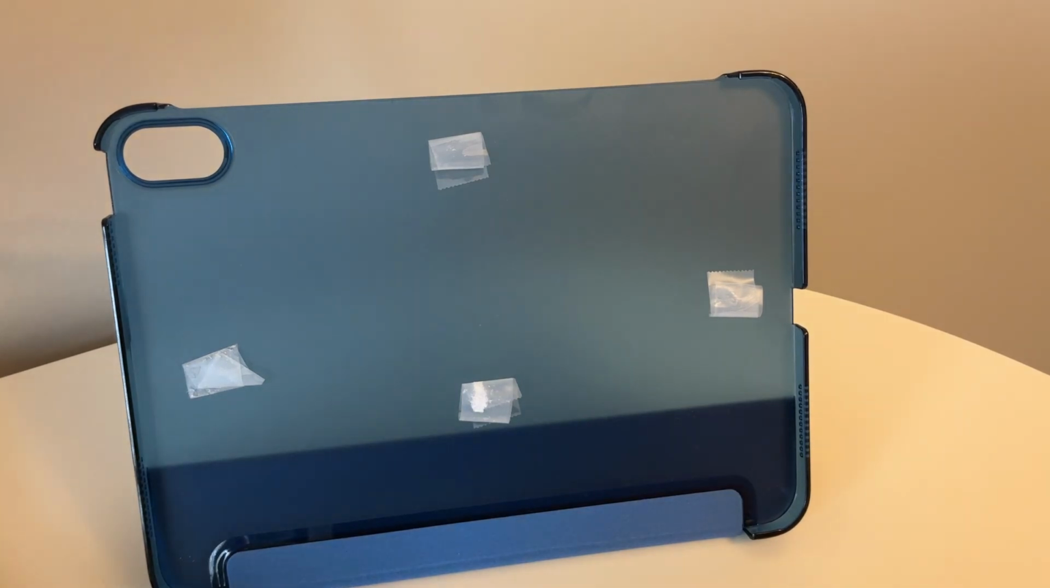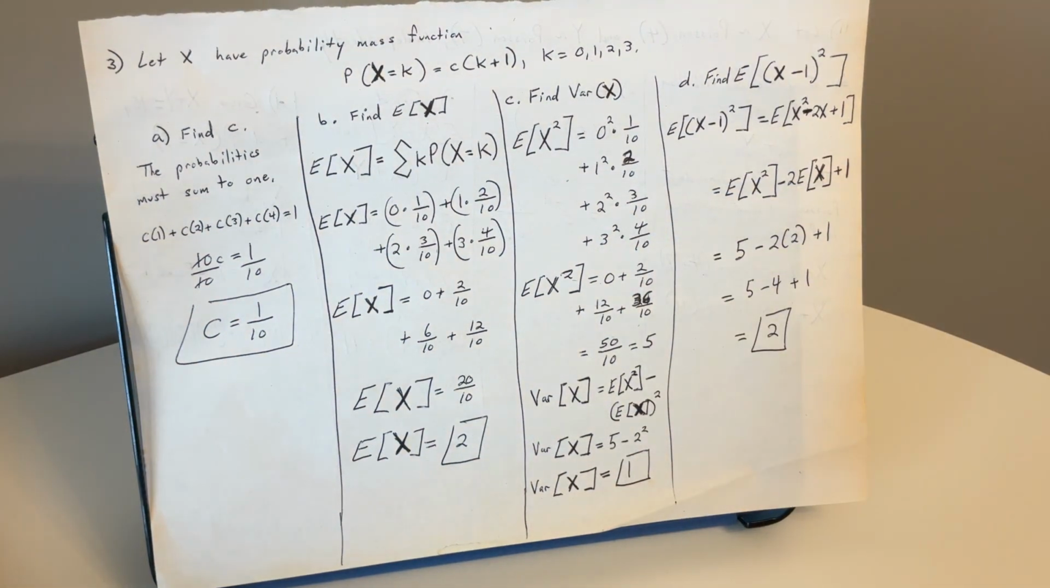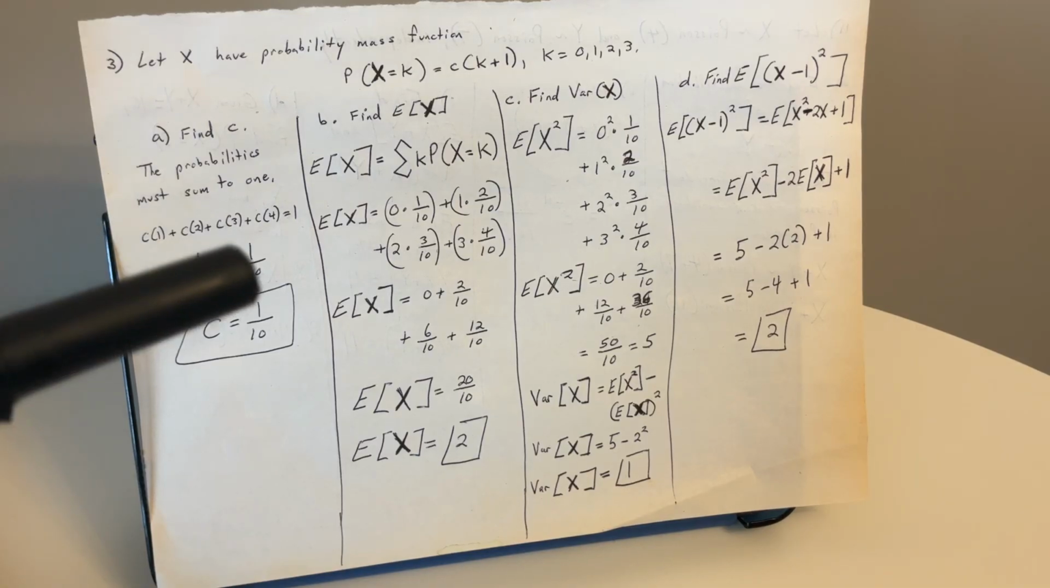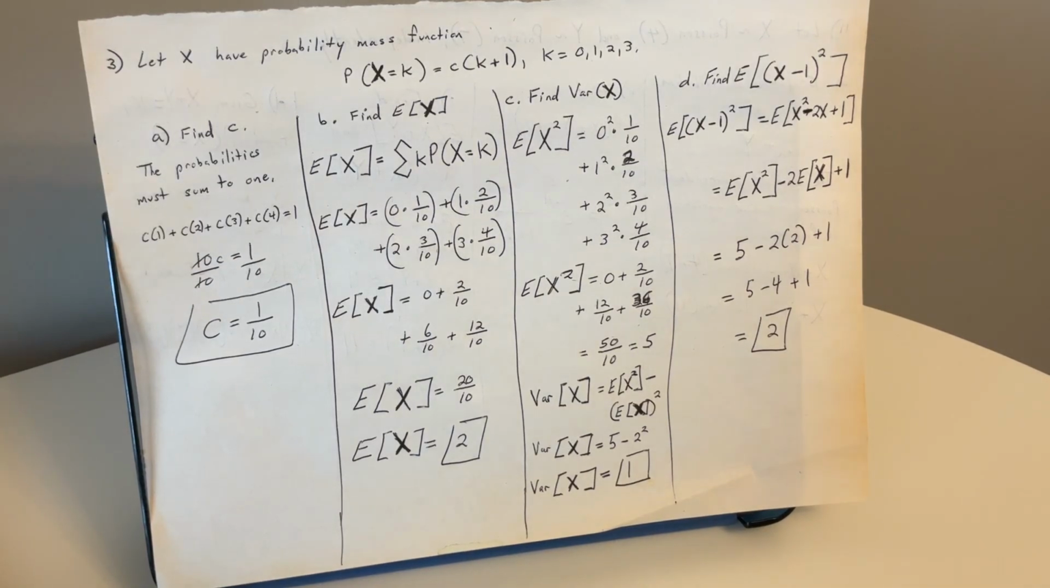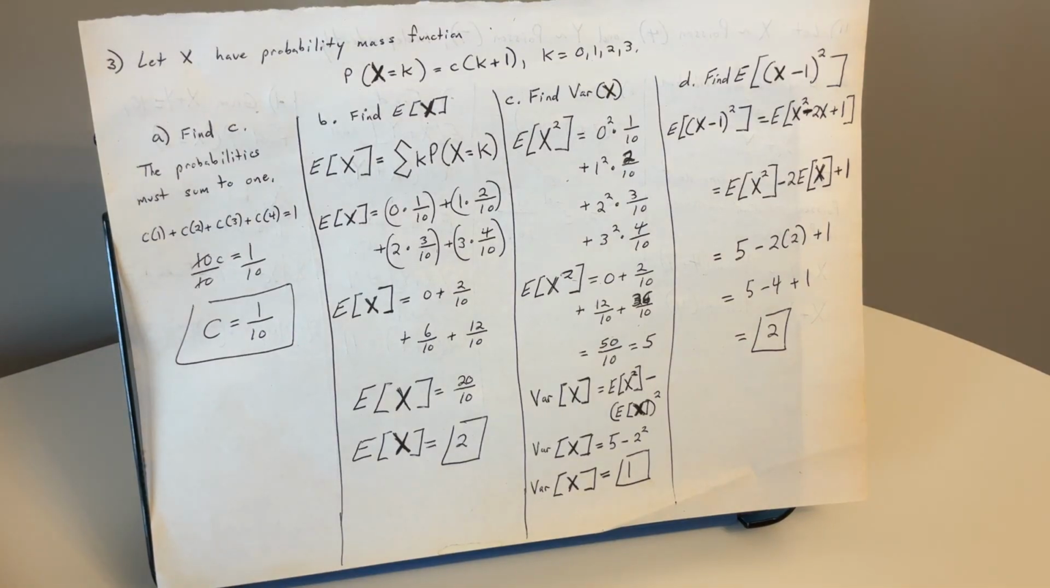Now let's move on to number 3. Again, we're going to go through these quickly because this is more of a reference for you. Number 3: let X have the probability mass function given here. Part A, we want to find lowercase c. The probabilities must sum to 1, so we have c times 1 plus c times 2 plus c times 3 plus c times 4 equals 1. So we set 10c equal to 1, divide by 10, and c is 1/10.